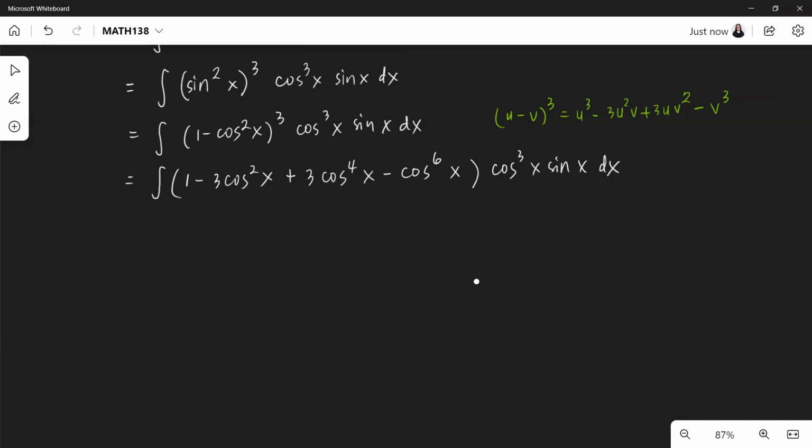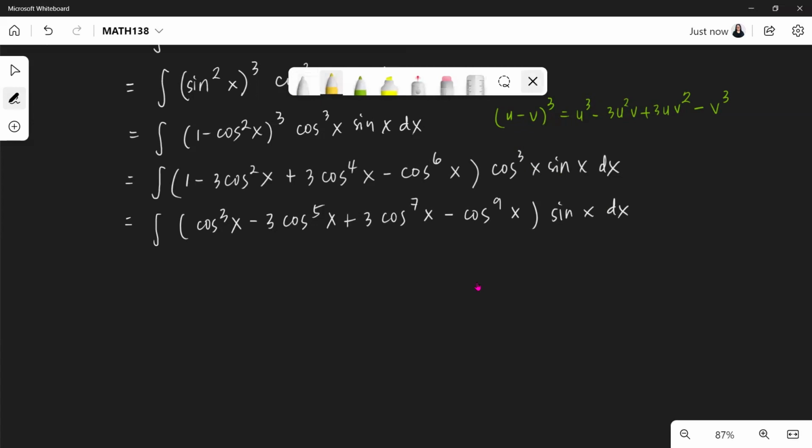Multiply the cosine cubed x to each of the terms in the cube of the given binomial. So we have cosine cubed, and then minus 3 times cosine raised to the power of 5. Multiply these two, copy the common base, and add the exponents: 2 plus 3 is 5. Then plus 3 cosine x raised to the power of 7, since 4 plus 3 is 7. Then minus cosine raised to the power of 9, times sine x dx.